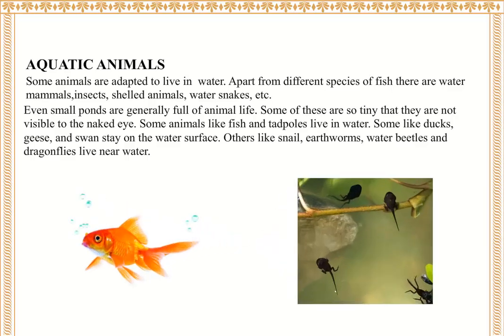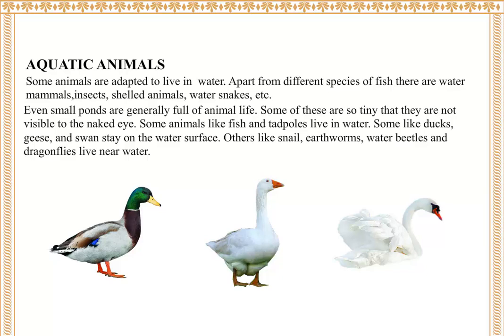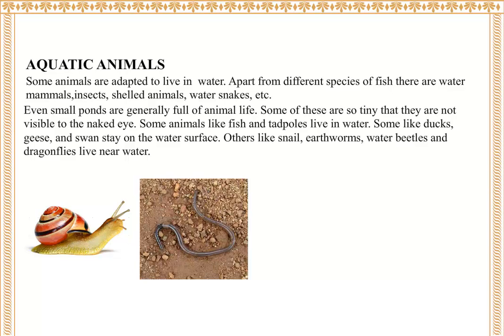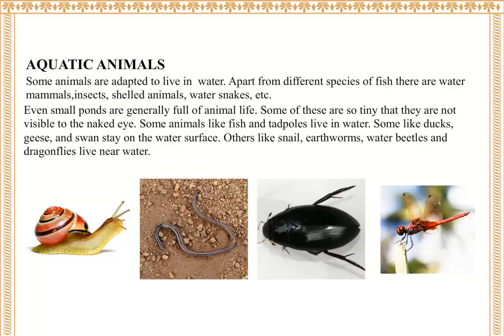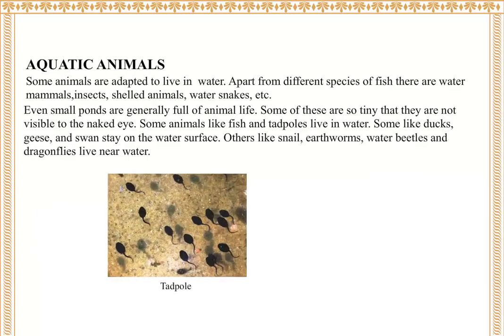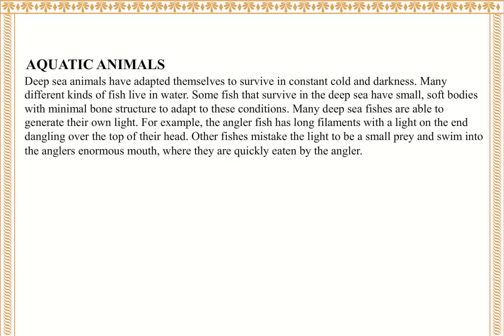Some animals like fish and tadpoles live in water. Some like ducks, geese, and swans stay on the water surface. Others like snail, earthworms, water beetles, and dragonflies live near water. Tadpole. Duck. Deep-sea animals have adapted themselves to survive in constant cold and darkness.